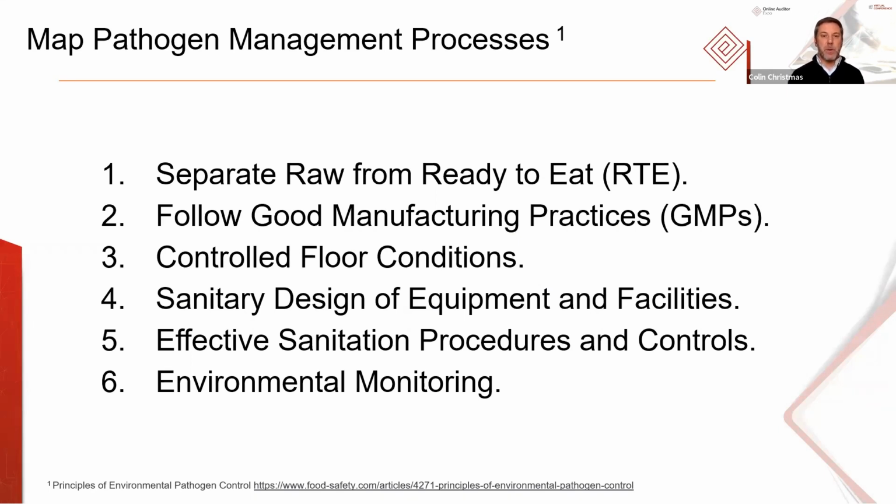Within pathogen management, we see here separation from raw to ready to eat, following good manufacturing practices, controlled floor conditions for zoning, for example, sanitary design of equipment and facilities, effective sanitization procedures and controls, and environmental monitoring. So here I would regard these as sub-processes within an overall critical process for food safety.